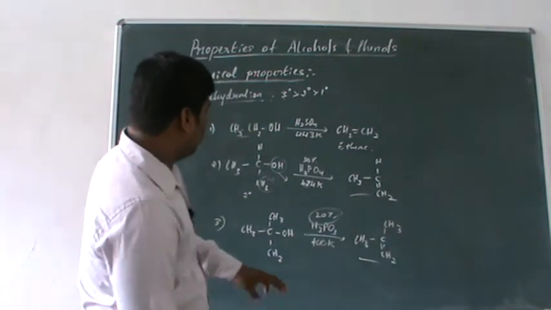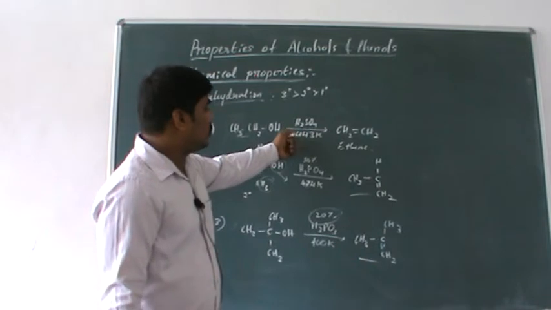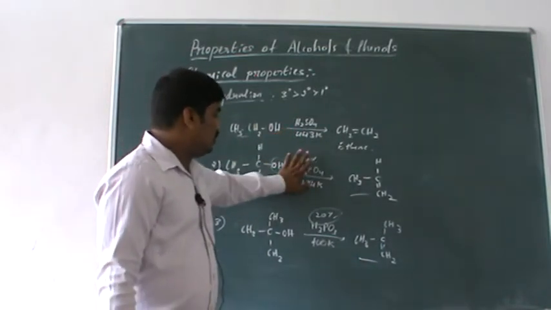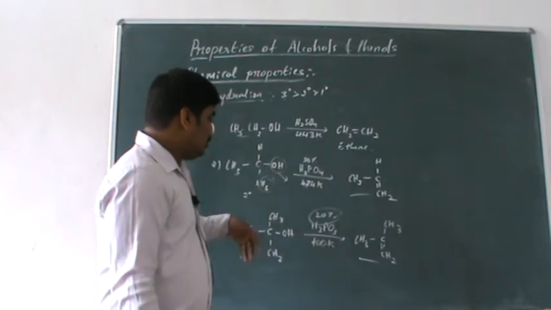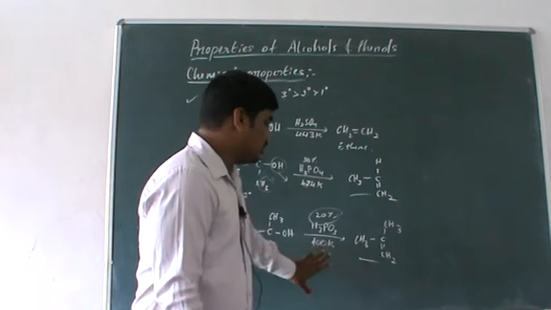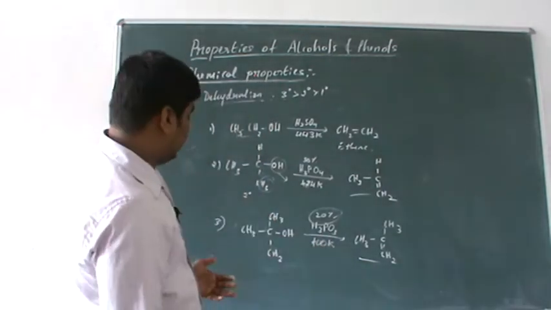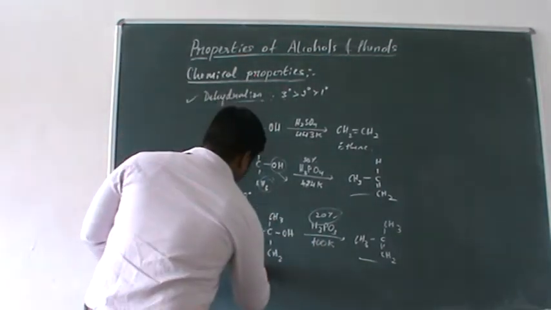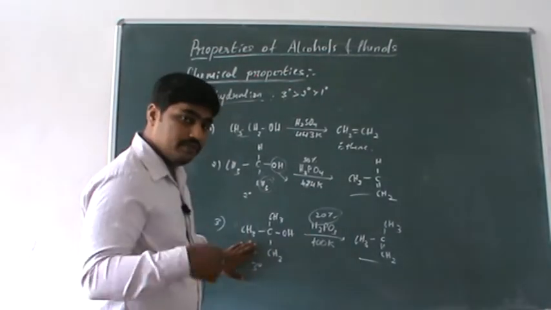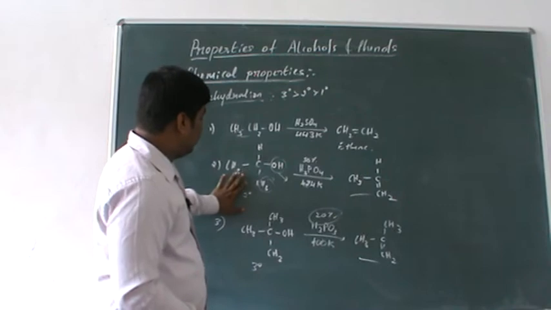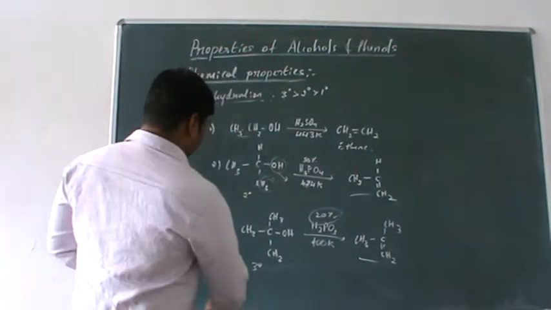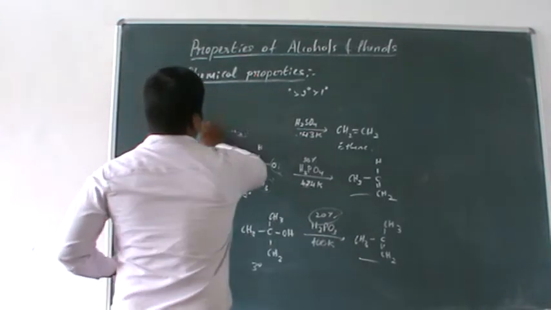And this is the order. What it concludes: primary alcohol needs a strong dehydrating agent. Secondary needs a less strong one. A mild dehydrating agent is enough to dehydrate the tertiary alcohol. So what is the indication? Tertiary has the most tendency, then secondary, next primary. So this is the order of dehydration. Okay. Next.